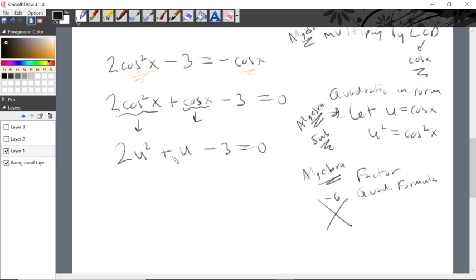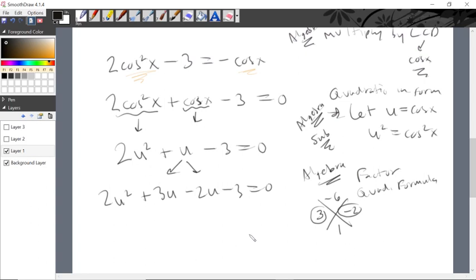And the factor of the middle term here is 1. Can we find 2 integers that multiply to equal negative 6 but add up to equal 1? Yes, we could choose 3 and negative 2. Now we can use those 2 numbers to split the middle term up. This is a reminder of the factoring strategy for a trinomial. We have 2u squared plus 3u minus 2u minus 3 is equal to 0.